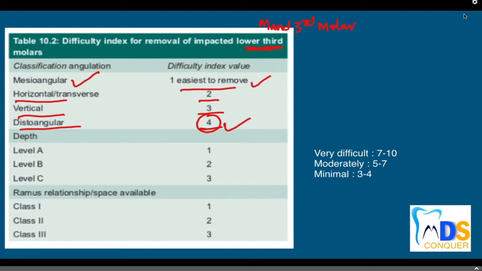Okay, so this is a common thing to be added. And the second thing is the most common type of impaction. They can ask you the most common type of impaction.